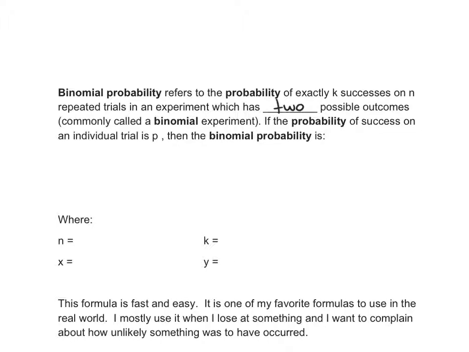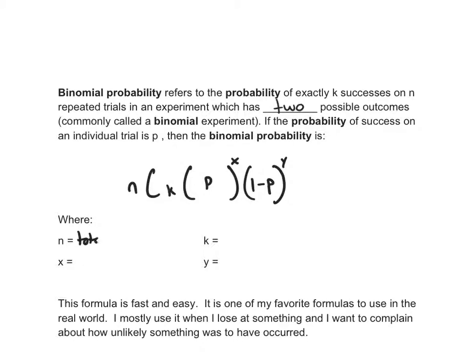If the probability of success on an individual trial is p, then the binomial probability is this. So what we're going to have is n choose k, where C is that choose function, and we're going to multiply it by the probability of success, raised up to the x, and then the other part of the probability, and this will make more sense, the 1 minus p coming up, to the y.